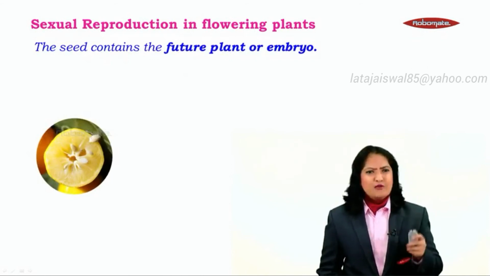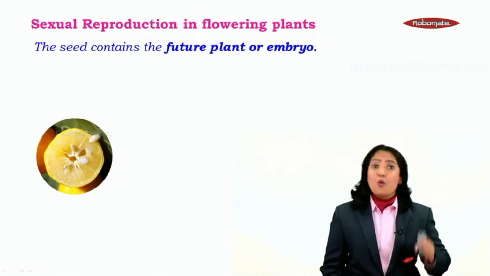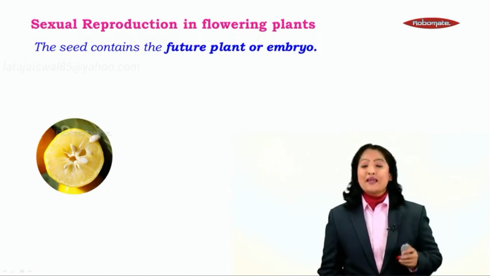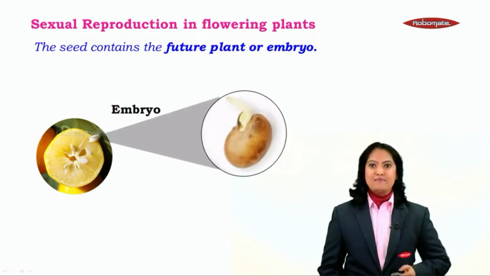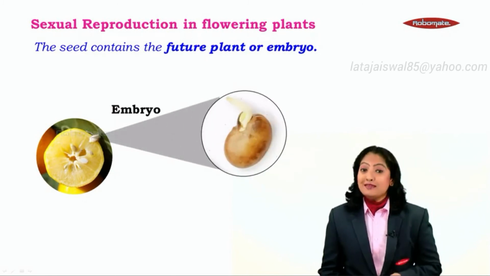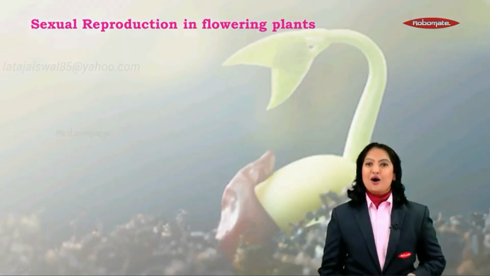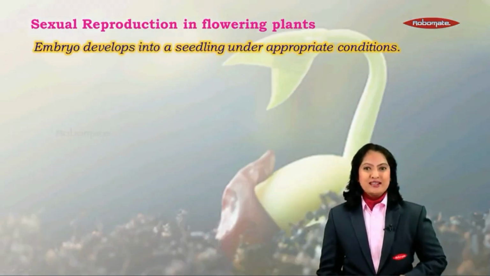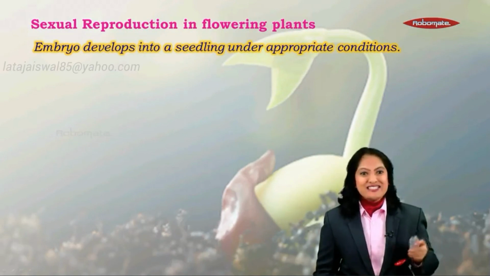Students, you must have often heard that when you sow a seed, a plant grows. Why does this happen? Because the seed contains the future plant or the embryo. As you can see in the image, the embryo has started to sprout. Further, the embryo develops into a seedling under appropriate conditions.